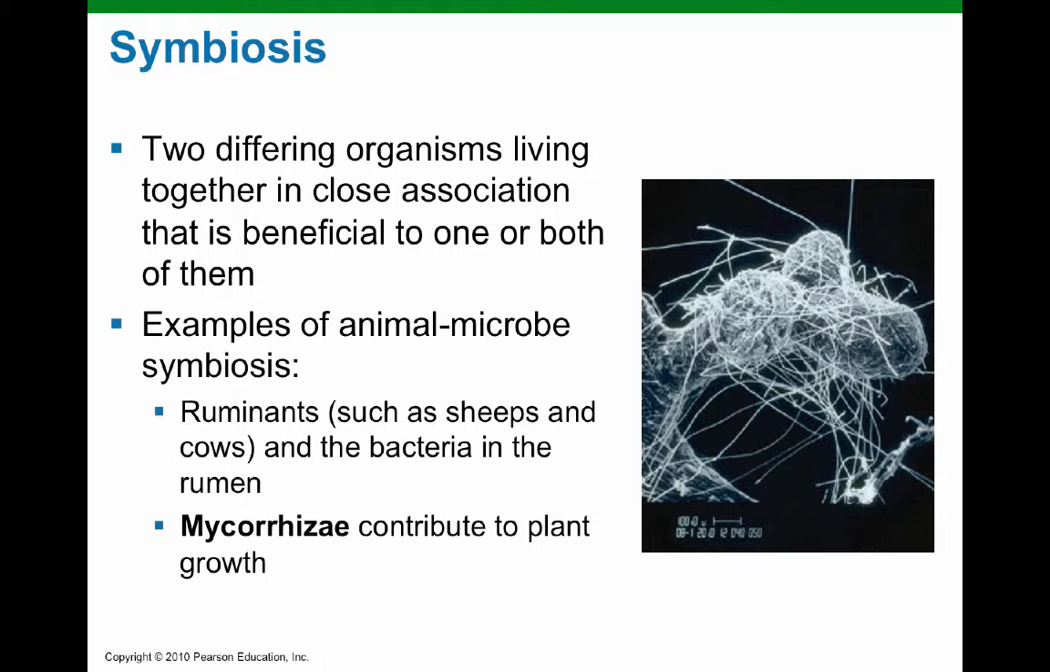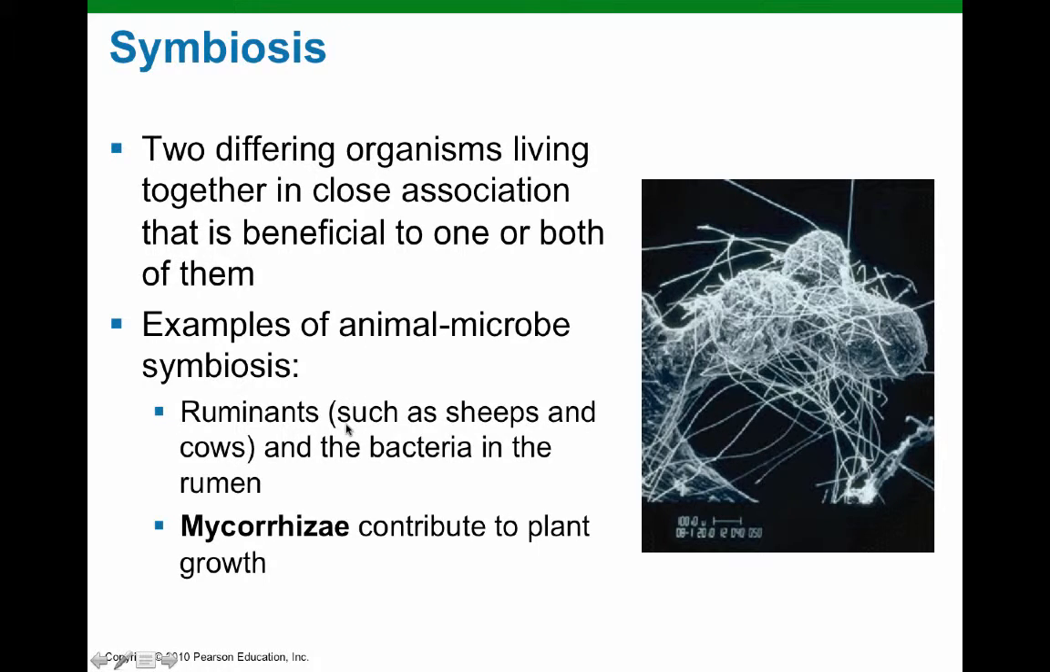And all over the place, we see microbes being involved in different types of symbiotic relationships. There's a few listed here, but again, as a review, symbiosis is referring to two differing organisms living together in a close association in which one benefits. So at least one benefits. Mutualism would be both, commensalism would be one and the other is unharmed, and parasitism is one is harmed and the other benefits.